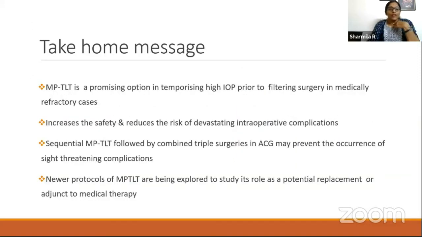I would like to conclude by saying that MPTLT is definitely a promising option in temporizing high intraocular pressure before any filtering surgery, especially in eyes with refractory glaucomas. It increases the safety and reduces the risk of devastating intraoperative complications. Sequential micropulse followed by a combined triple surgery or a trabeculectomy in angle closure glaucoma may prevent the sight-threatening complications associated with the surgery or with the glaucoma as well.